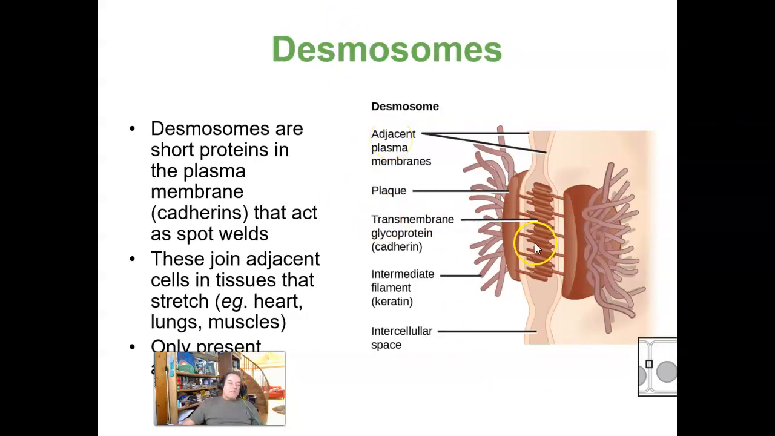Desmosomes are a tight junction on steroids, giving you a much stronger attachment between two adjacent cells. What happens is this is a structural protein attached to a bunch of intermediate filaments right here. And these intermediate filaments run through the cell and attach to a desmosome over on the other side of the cell. And that's what keeps your skin from ripping until you pull beyond a certain power. That's what allows your skin to stretch a little bit but not rip.